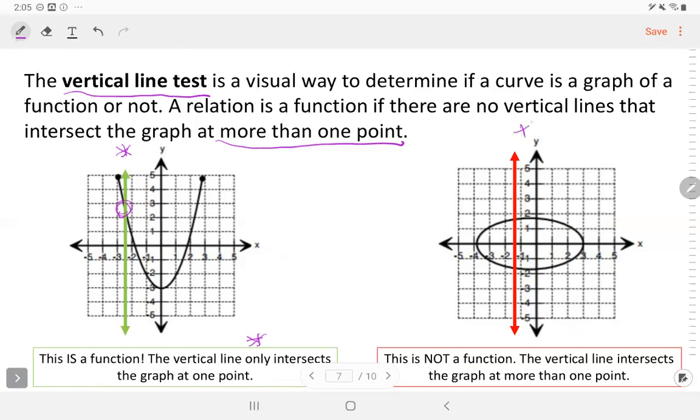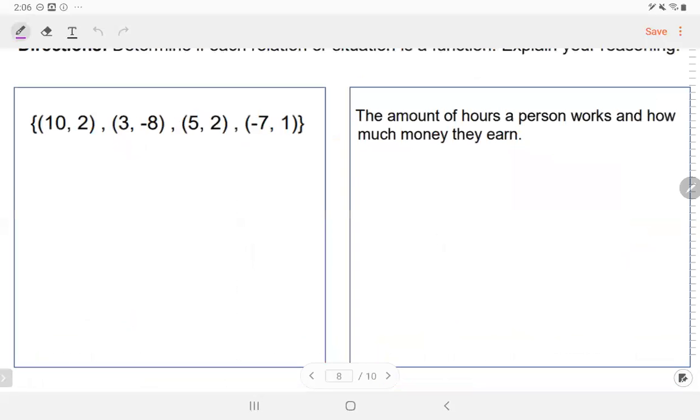If I'm going to look over here at this red line, this intersects this graph right here and right here. So this is not a function. The vertical line intersects the graph at more than one point. In this case, it intersects the graph at 2 different points.